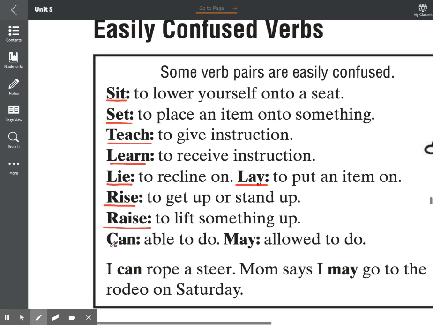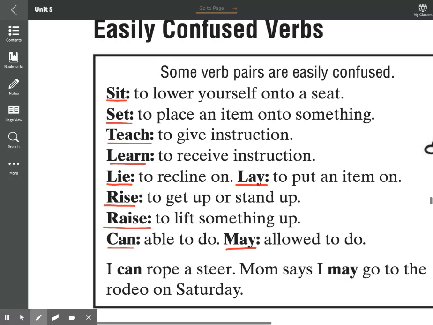Next, can and may. Can means able to do. May means allowed to do. This is the most common pair of easily confused verbs. What do you tell your teacher when you want to go to the restroom? Can I go to the restroom, or may I go to the restroom? Which verb do you need to use? Can or may? Of course, if you use can, yes, you can go to the restroom.